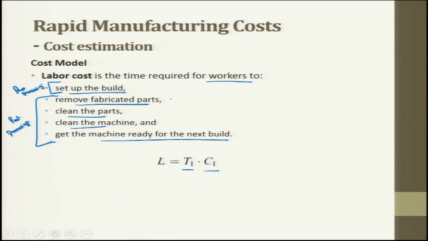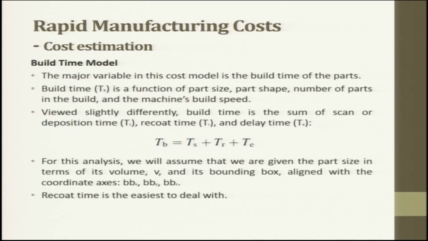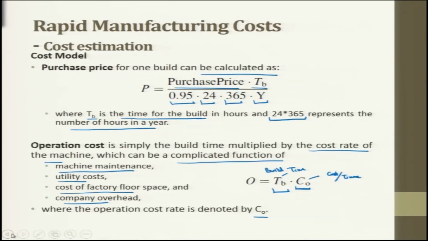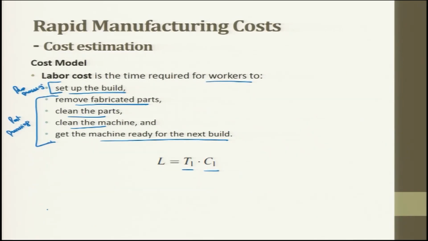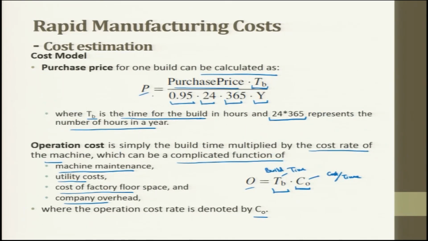Next is the build time model, that is TB. You might have seen that we have all the factors here. Purchase price is the price that is spent. TB is one of the factors that is coming in purchase and operation cost. Labor and material costs can be determined from these models, the M model and the L model. So, the P and O model has this factor, build time TB.